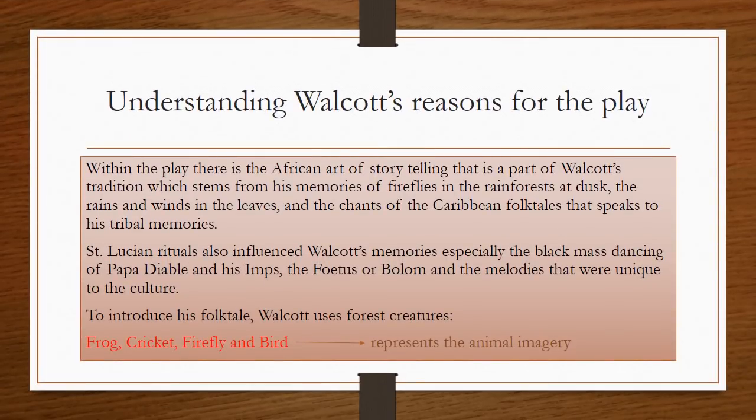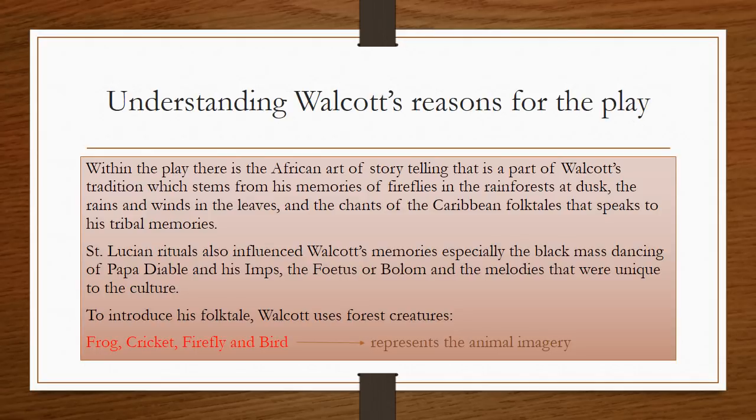Understanding Walcott's reasons for the play. That's the first thing we're going to start with. Within this play, there is the African art of storytelling that is a part of Walcott's tradition, and these stem from his memories of the fireflies in the rainforest at dusk, the rains and the winds and the leaves, and the chants of the Caribbean folktales that speak to his tribal memories. Not much of the play is just about our African culture and traditions. It's specifically about the St. Lucian rituals, which also influence Walcott's memories, especially the black mass dancing of Papa Diable and his imps, the fête or bolum, and the melodies that were unique to the culture.